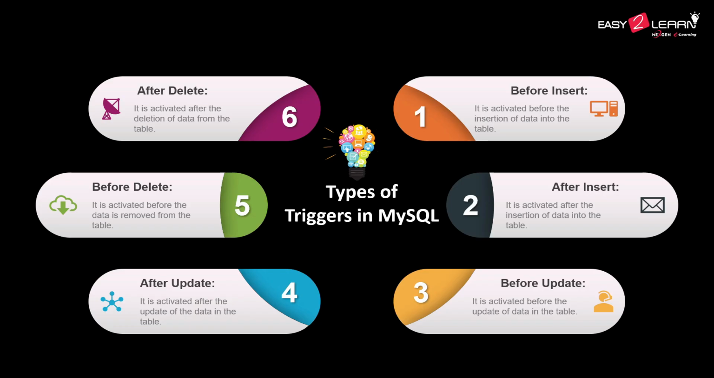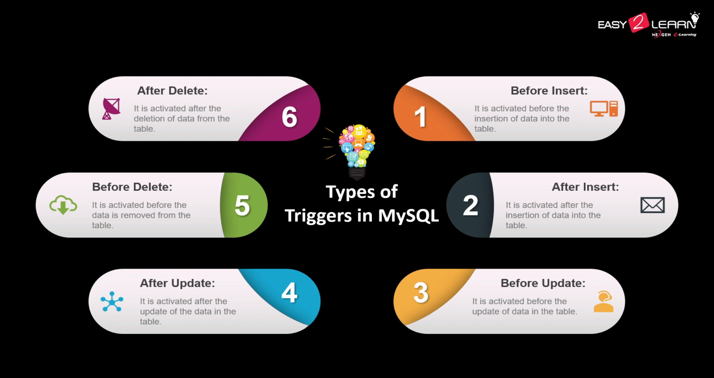Next, we have the various types of triggers. In MySQL, triggers are categorized based on the event type and timing of execution: before triggers and after triggers. Before triggers execute before an insert, delete, or update operation occurs. For example, if you want to validate data before it gets inserted into a table, you can use a before insert trigger. Whereas after triggers execute after an insert, delete, or update operation has completed. For example, if you want to log changes after a record is updated, you can use an after update trigger.